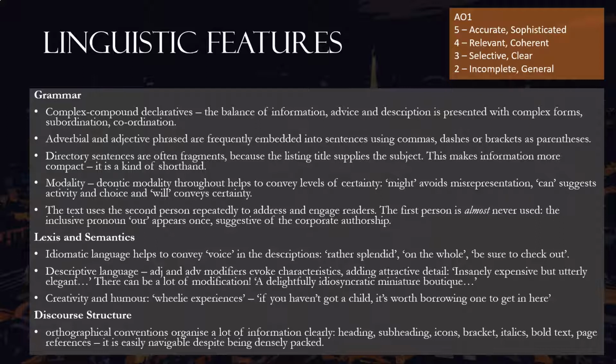And so it provides a kind of shorthand, compact style, which is allowing them to pack more detail in. There is a pattern of deontic modality in this text. We have might, can, and will, all, of course, giving you varying degrees of possibility or likelihood. Might is avoiding misrepresentation, and I guess readers will have to make up their own mind if they're told it might be like this or you might enjoy this. Can suggests activity and possibility, and will is often used to convey a sense of certainty.